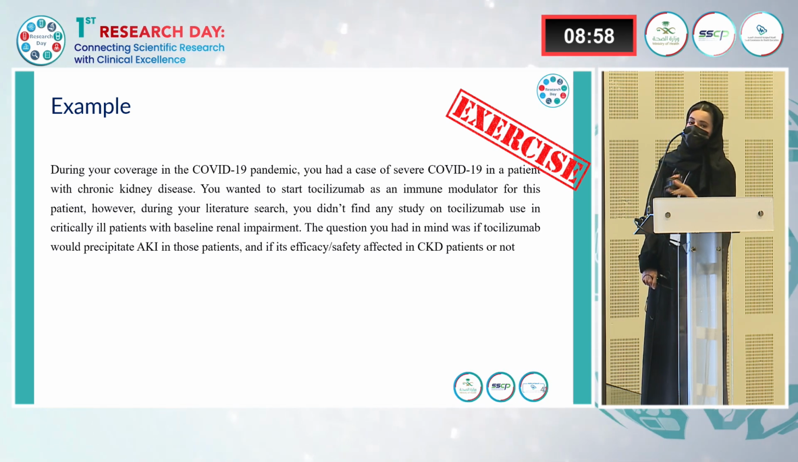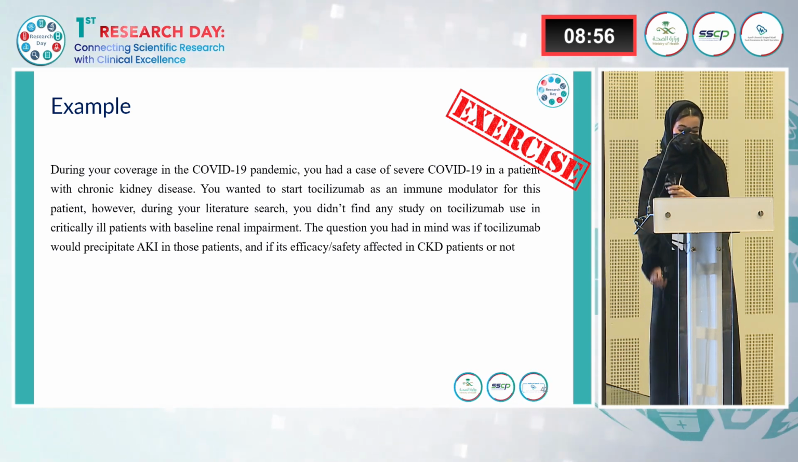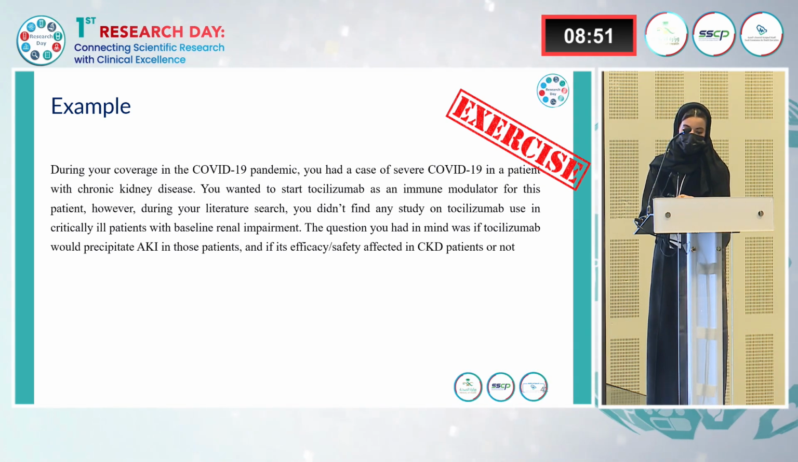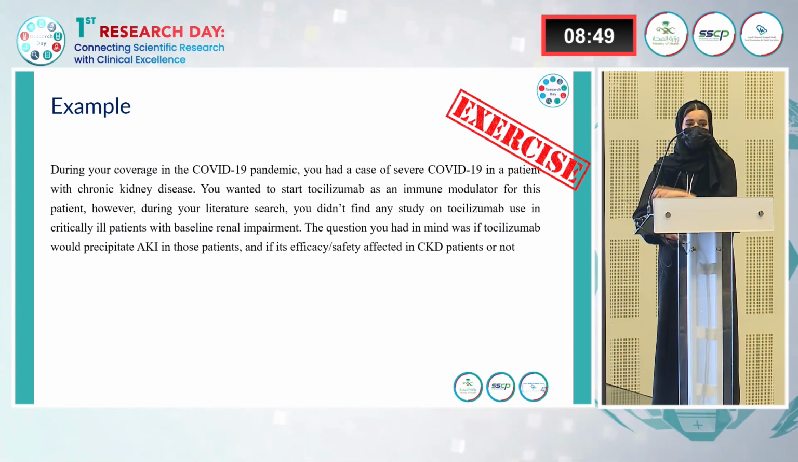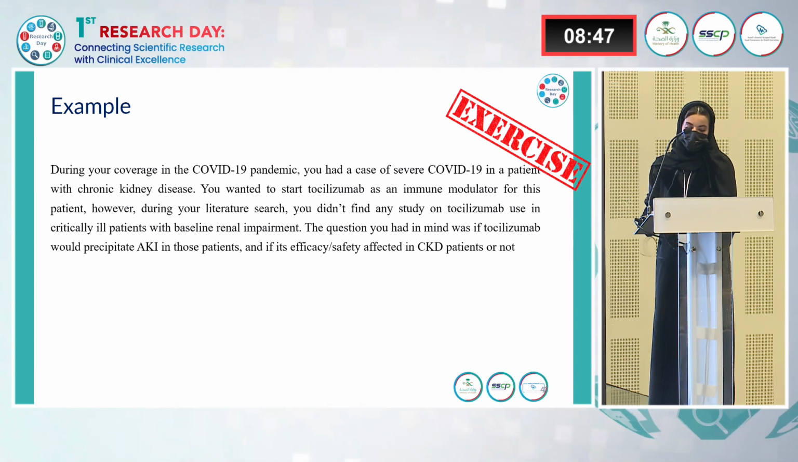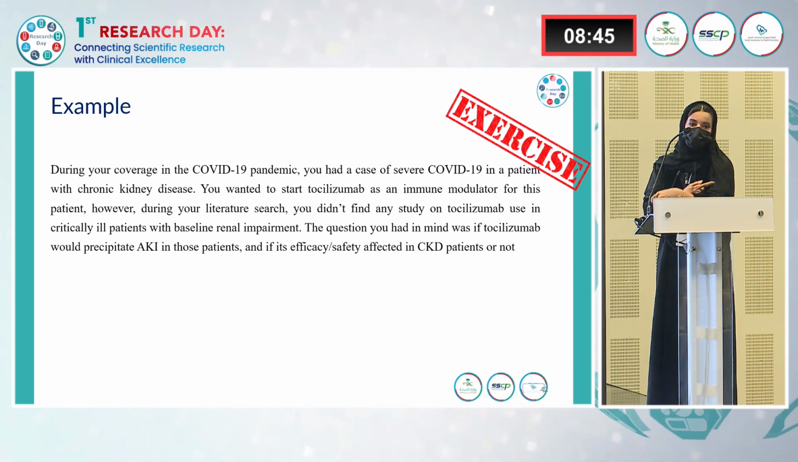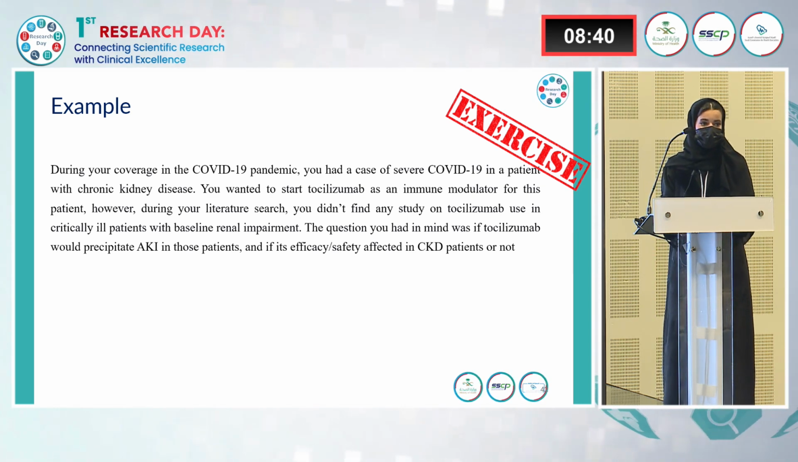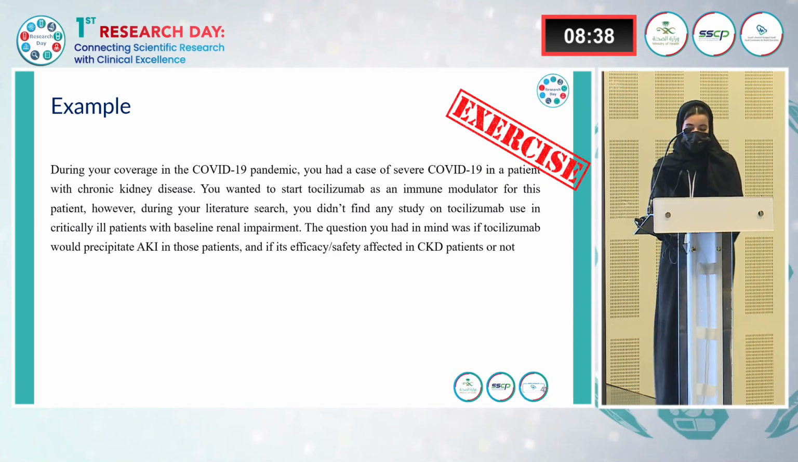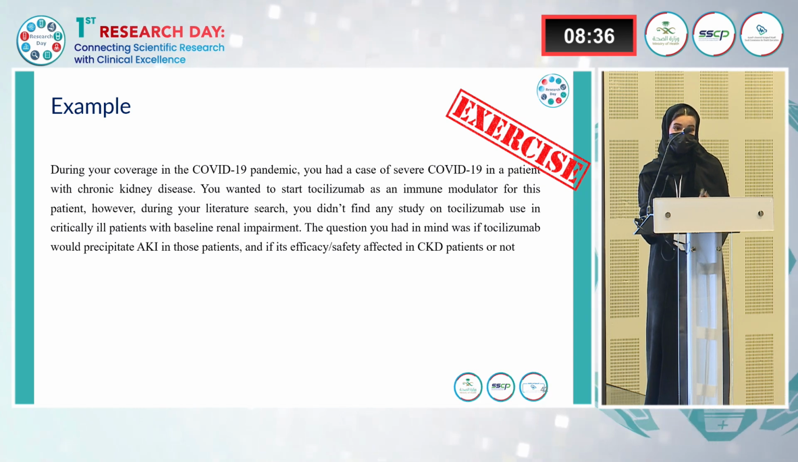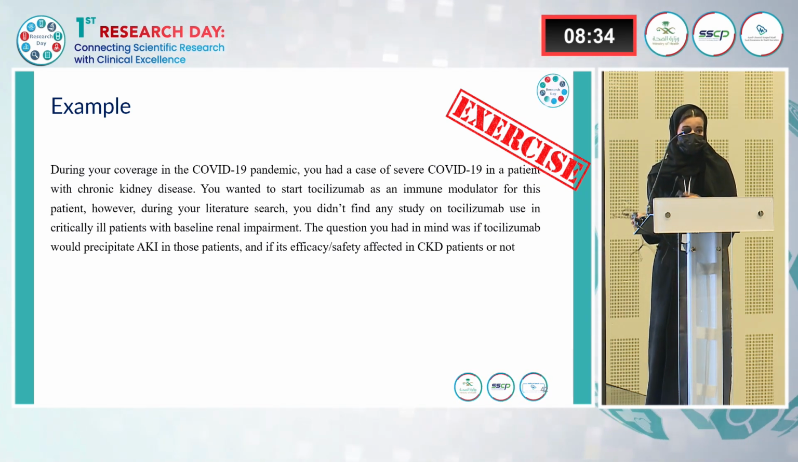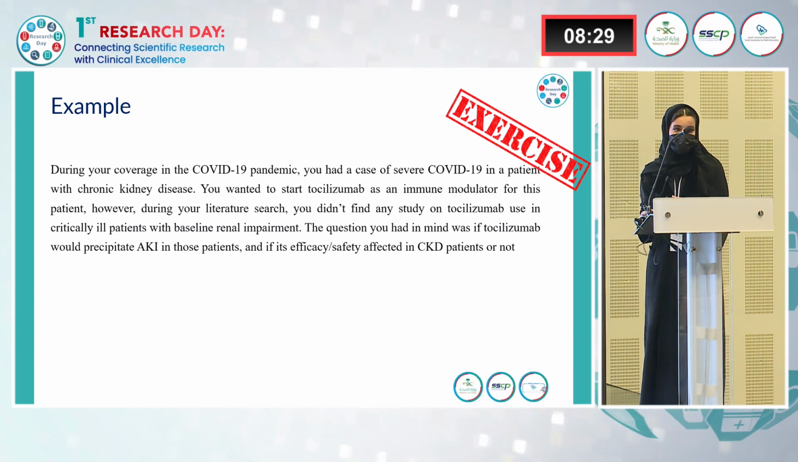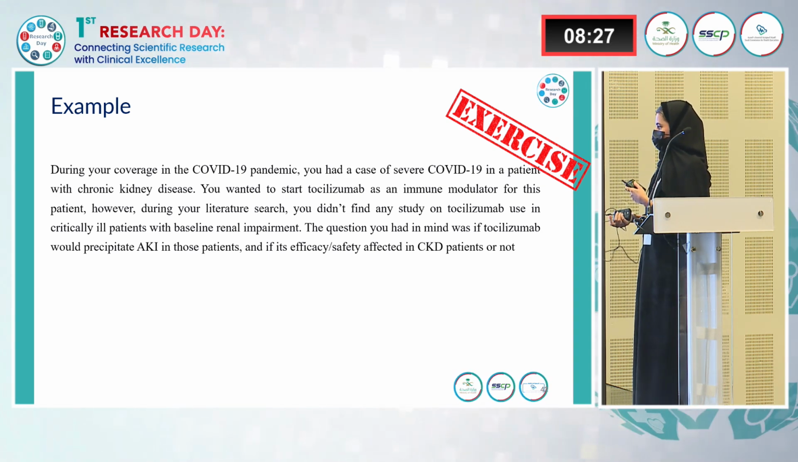During your coverage in the COVID-19 pandemic, you had a case of severe COVID-19 in a patient with chronic kidney disease. You wanted to start tocilizumab as an immune modulator for this patient. However, during your literature search, you didn't find any studies that evaluated tocilizumab use in critically ill patients with COVID-19 with baseline renal impairment. So the question you had in mind is whether tocilizumab is safe for critically ill patients with baseline renal impairment or not.